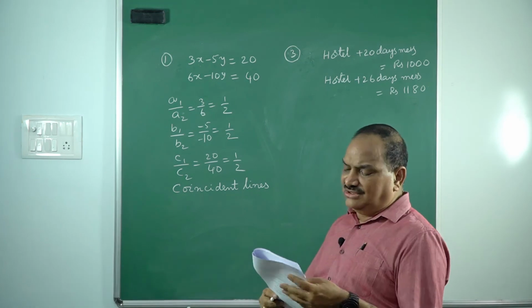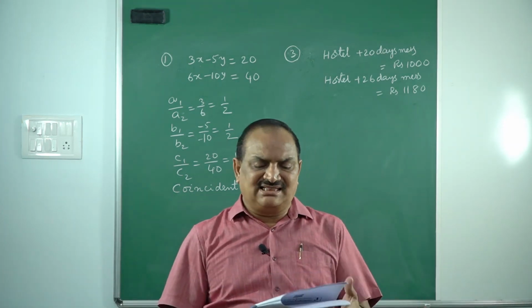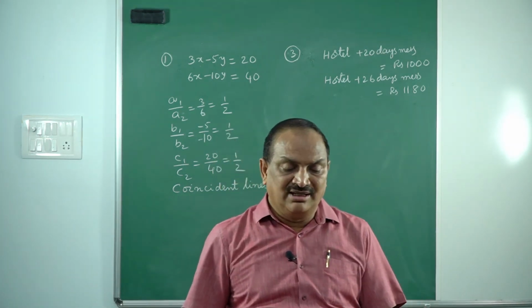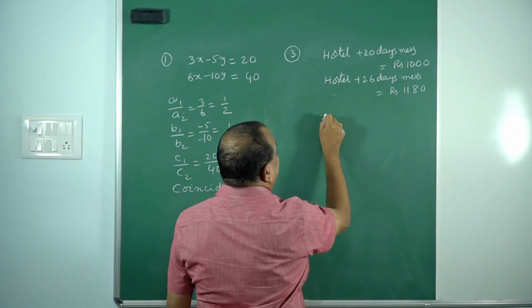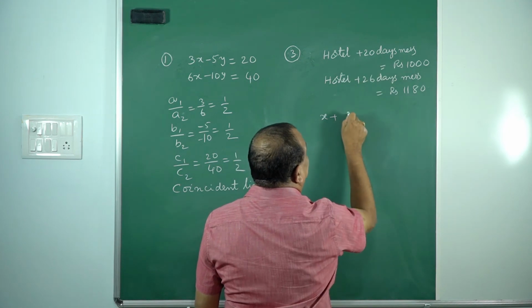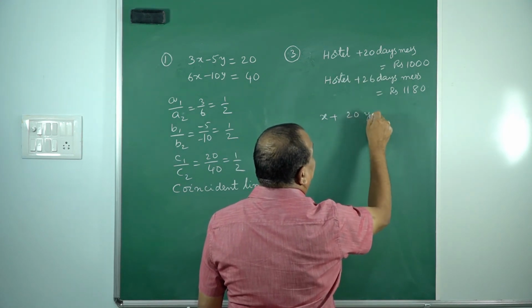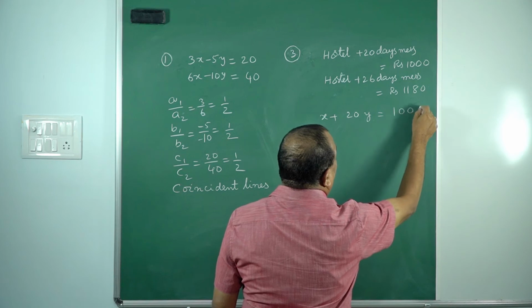Okay, now you can use any algebraic method to find the fixed charges and the cost of food per day. So it's a very simple problem. Let us say the fixed charges is X and you are using the mess for 20 days. X plus 20Y is equal to 1000.